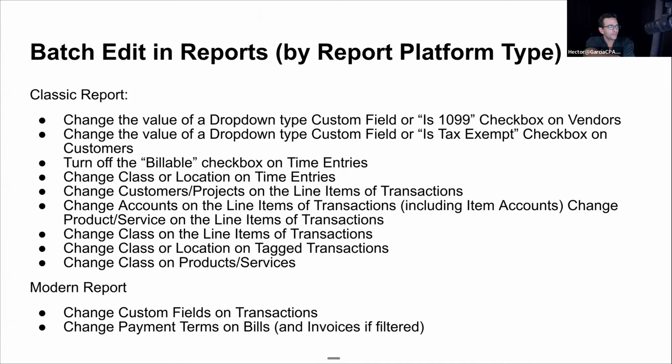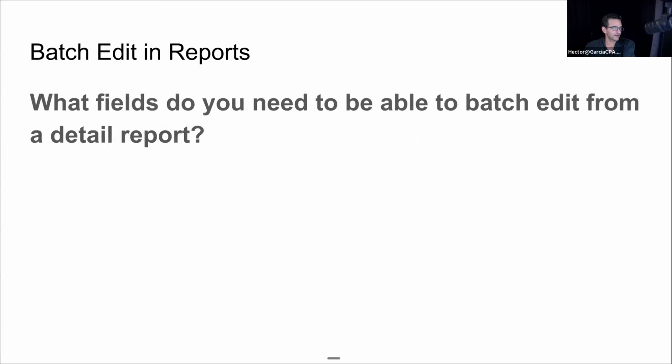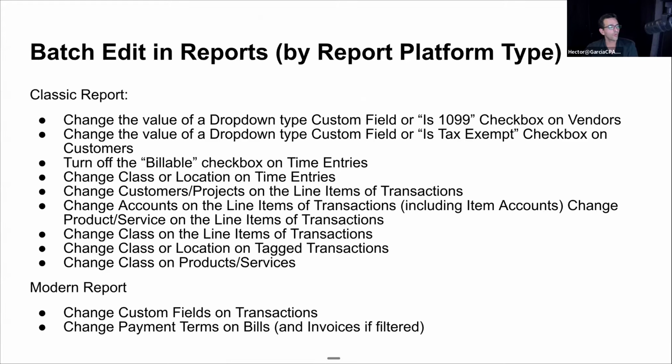But I wanted to ask you a question, and we'll get the feedback here in the live chat. What other fields are you missing from being able to do batch editing? Like, you find yourself doing a cleanup job or trying to fix some wrong accounting, other than what we have there now, what fields do you find yourself trying to change in batch?